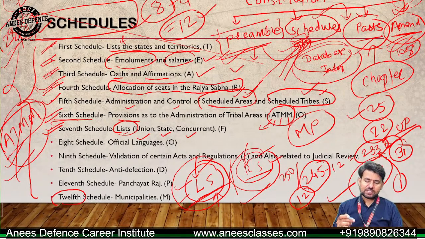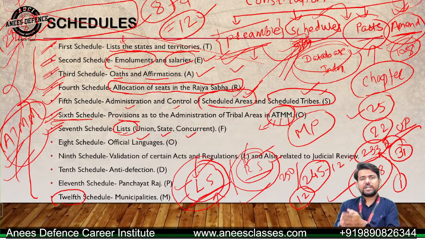For example, I'll give you an example. If you look at subjects like defense, international relations, communication, finances, international trade, they all are union subjects. You will not see any state making law on defense. No, it is the prerogative of the union government. It is the prerogative of the Parliament of India, the union legislature, right? So subjects are very clearly divided.